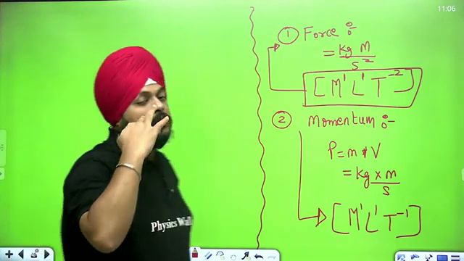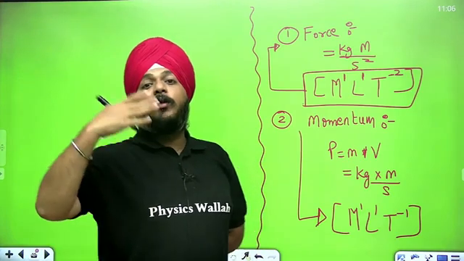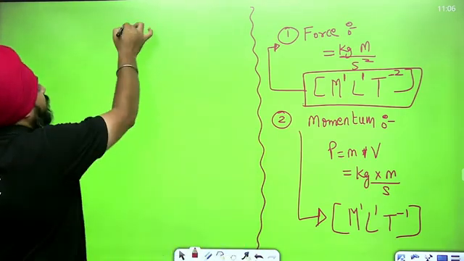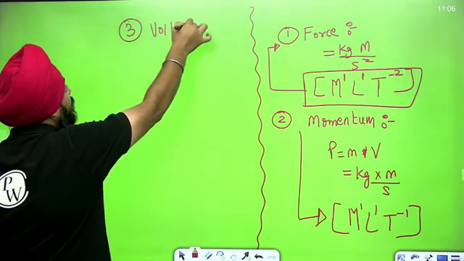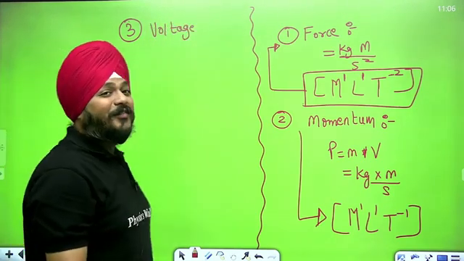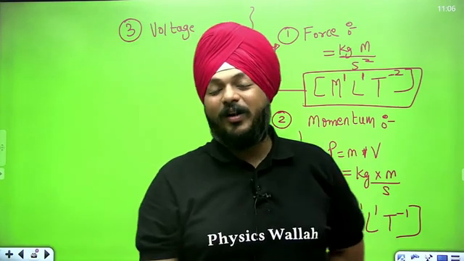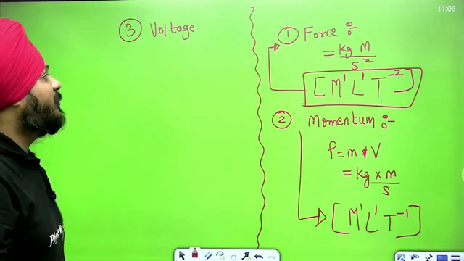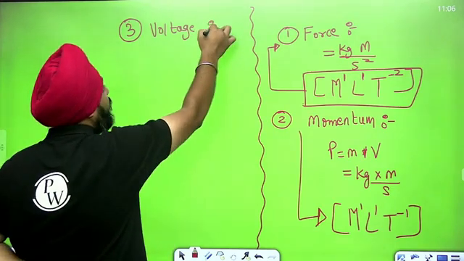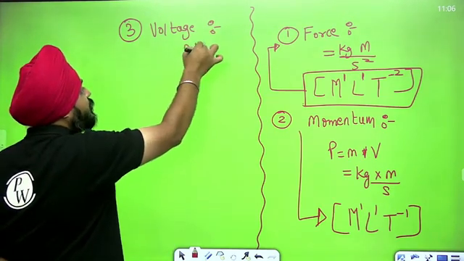Suppose I'm talking about a very weird physical quantity, voltage. It is quite difficult to remember the dimensional formula of voltage. How are we going to define it? Potential difference, right? Voltage, in another sense, is potential difference.